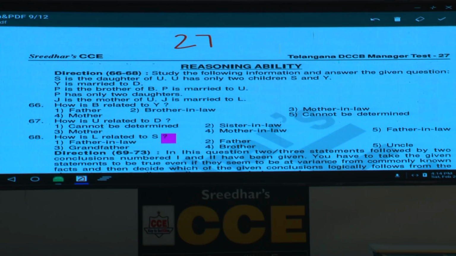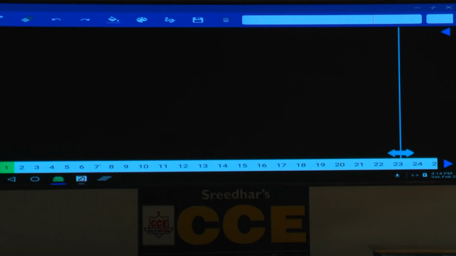S is the daughter of U. U has only two children, S and Y. Y is married to D. Y and D are a married couple.